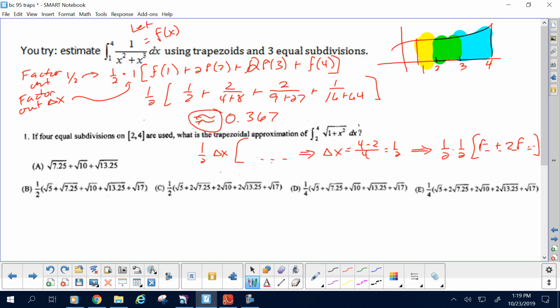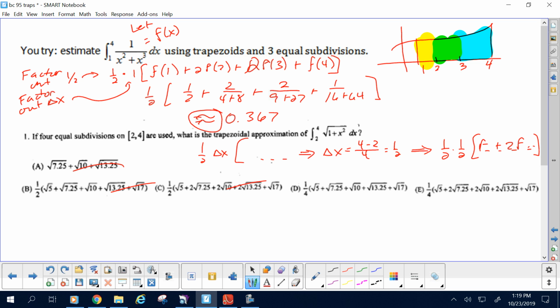Okay, so what's out front? Nothing or one, I guess? 1/2 or 1/4? 1/4. Remember what's factored out front is the half from the formula and the delta x for the height, and that means 1/4. So A, B, and C are all gone. It's down to D and E. How do you choose between D and E?